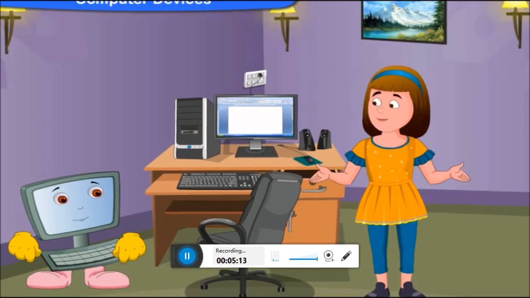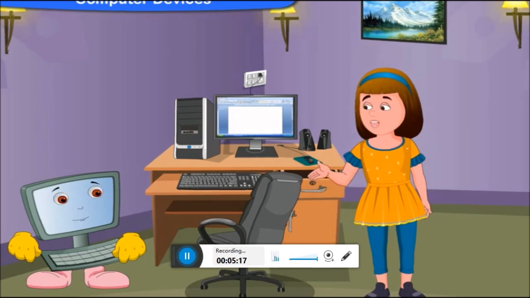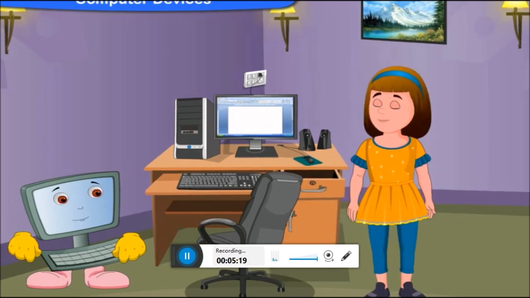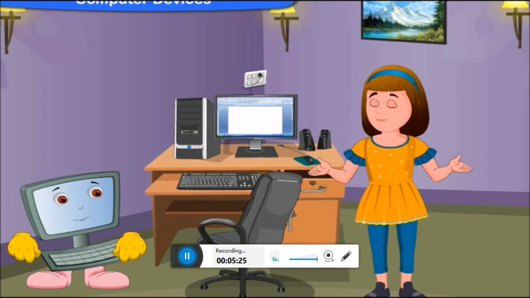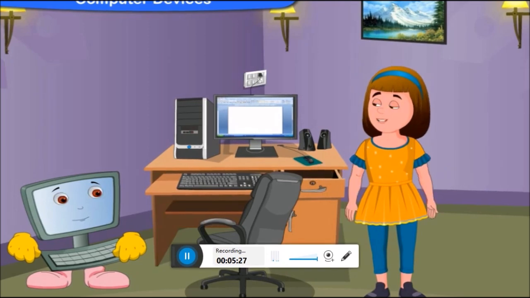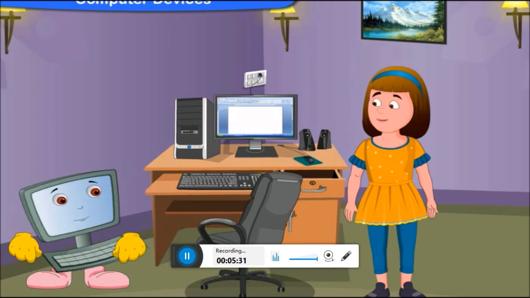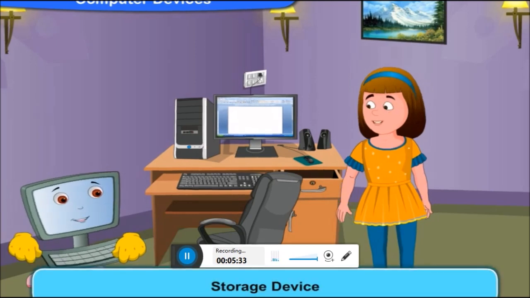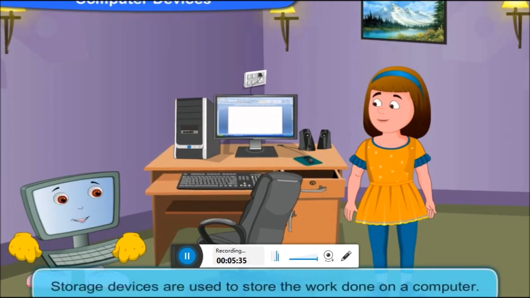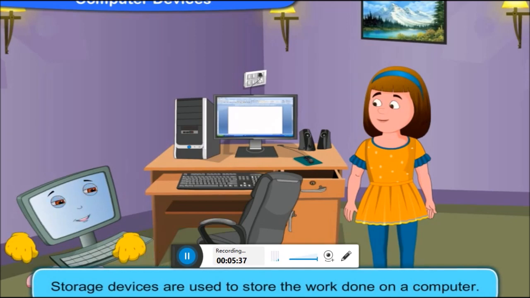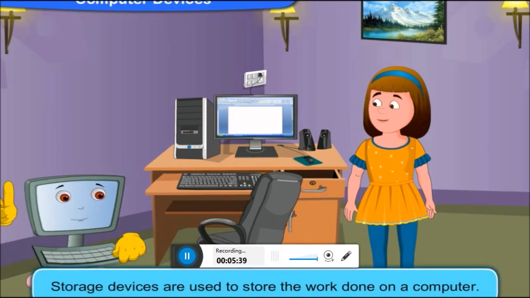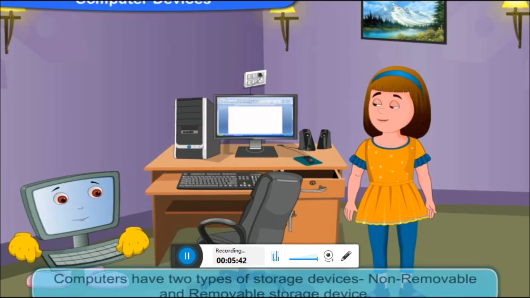All this information you are giving me, I'm sure I may forget some of it. I need to save it in my pen drive. You surely can, Rini. That reminds me, is the pen drive also an input device? Well, no, Rini. The pen drive is a storage device. Storage device? Storage devices are devices which are used to store the work done on a computer.